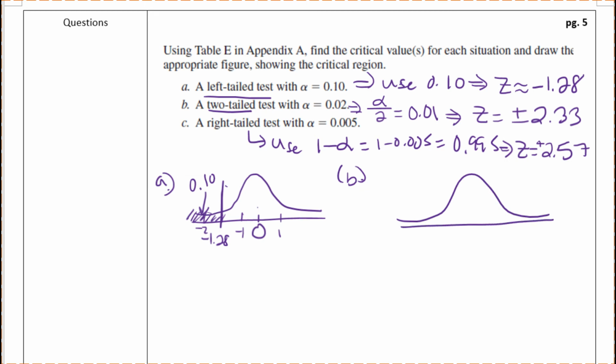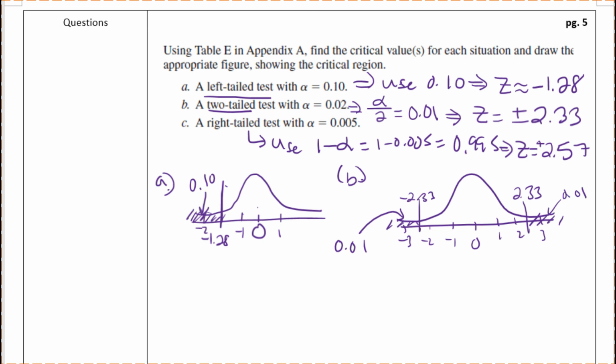In the middle, we have mu equal to 0, and we're going by 1s on each side. So 1, 2, 3, negative 1, negative 2, negative 3. And we have a two-tailed test. So we have negative 2.33, positive 2.33, and my alpha in each tail is 0.01.